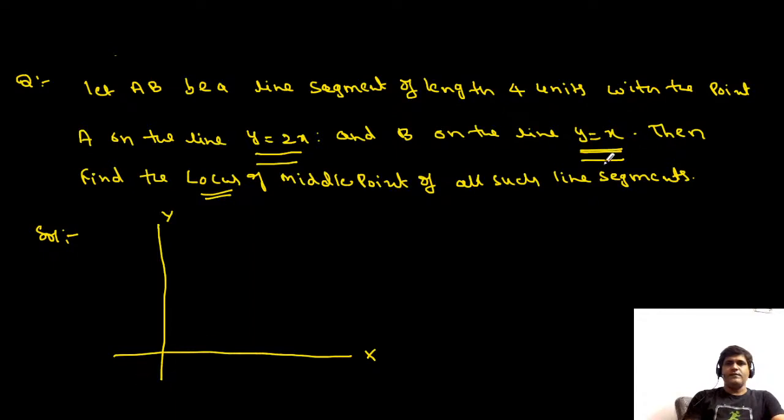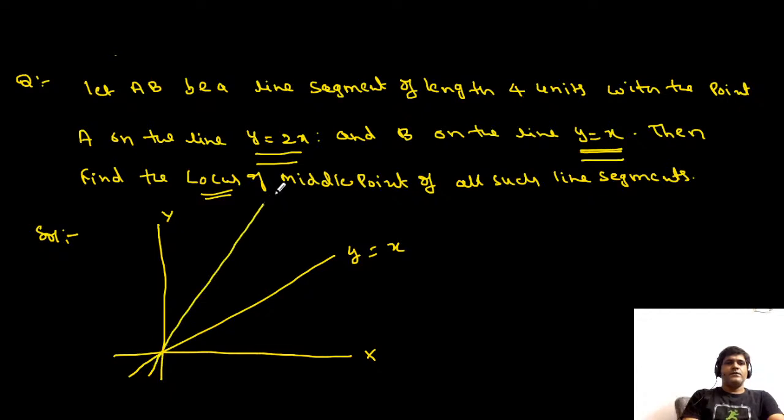So in this situation, y is equal to x is one line. This is the line y is equal to x. Another line given is y is equal to 2x. The slope of the first one is 1 and the slope of this one is 2. Therefore the second line will be like this. So this is y is equal to 2x.